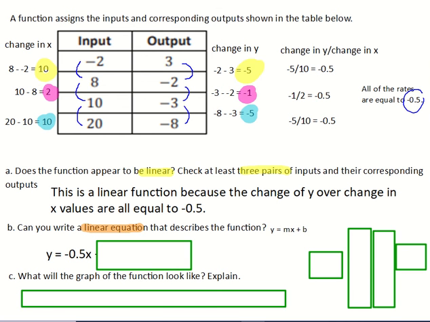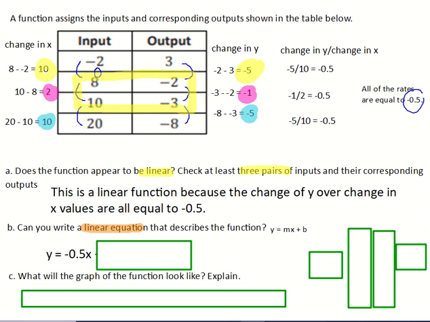Now we have to figure out what the b value is. For the b value, you're thinking back to your table. If you had a 0 in this column for the inputs, what would be the output that goes with the 0 input? To help us think about this, I'm going to use some positive rows here for the inputs. I'm going to use these two rows. So 8, -2, 10, -3.